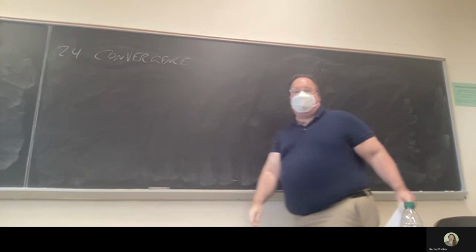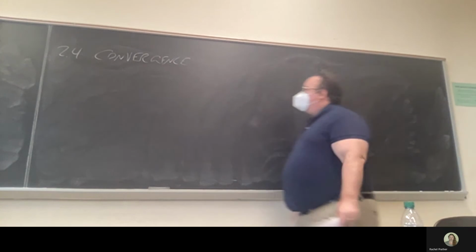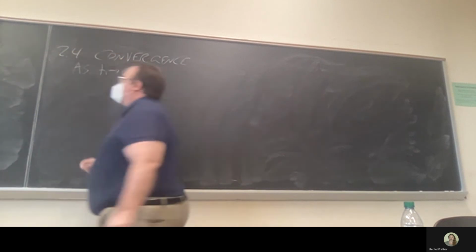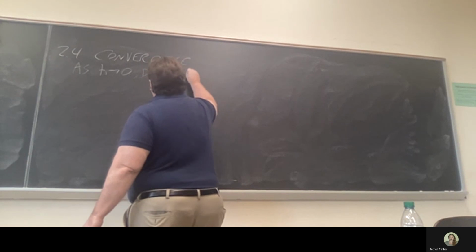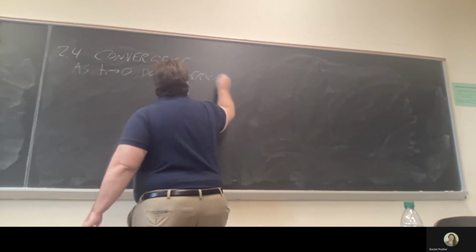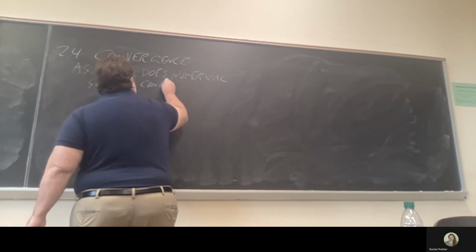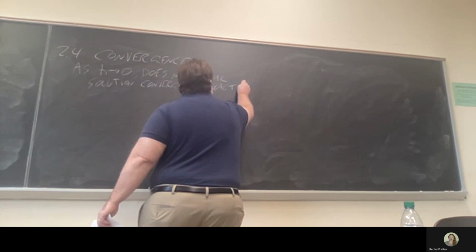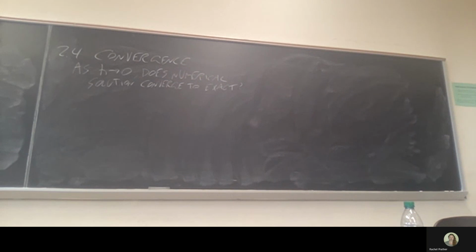So now that we have, at least for this case, an example of Poisson's equation, a numerical method that produces an approximate solution, what we'd like to know is, as the grid spacing h goes to 0, does the numerical solution converge to the exact solution? It'd be nice if we could prove that.